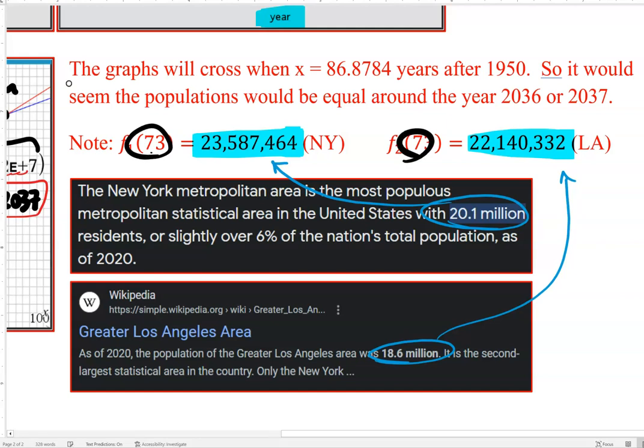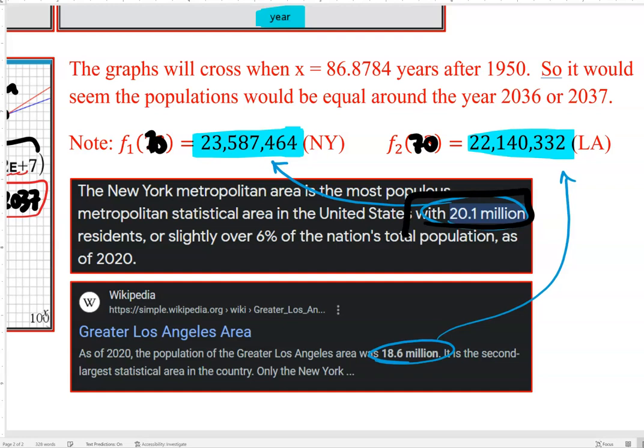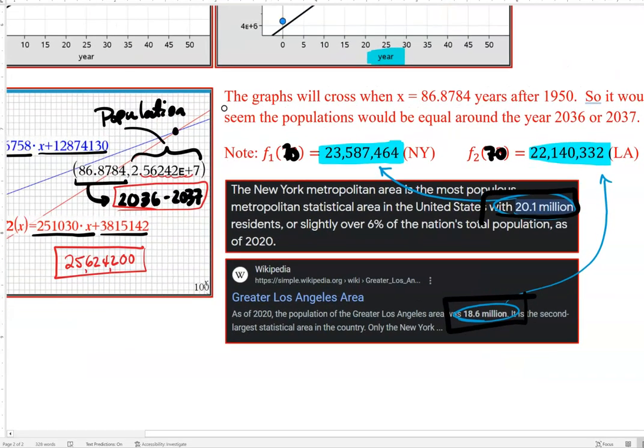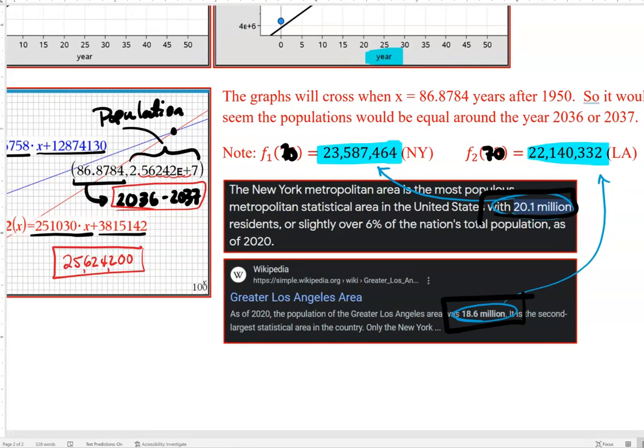So even though I used the year 2023 as represented by the number 73, we could actually go back and try this again with the number 70 and see how close those numbers end up being to the results that I found on Google. I'm not going to take the time to do that in this video. I'll leave that up to you as a bit of a challenge.